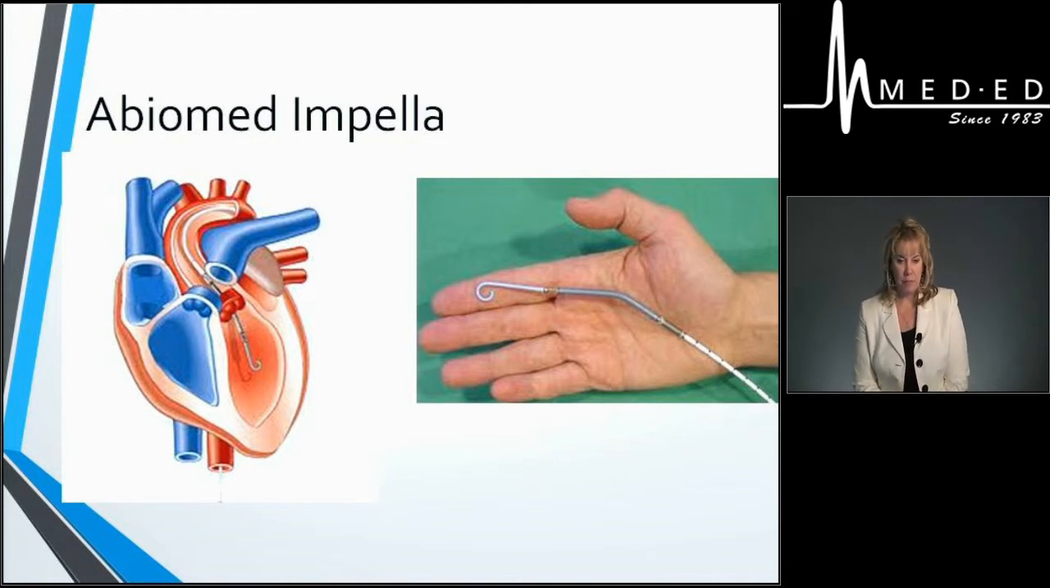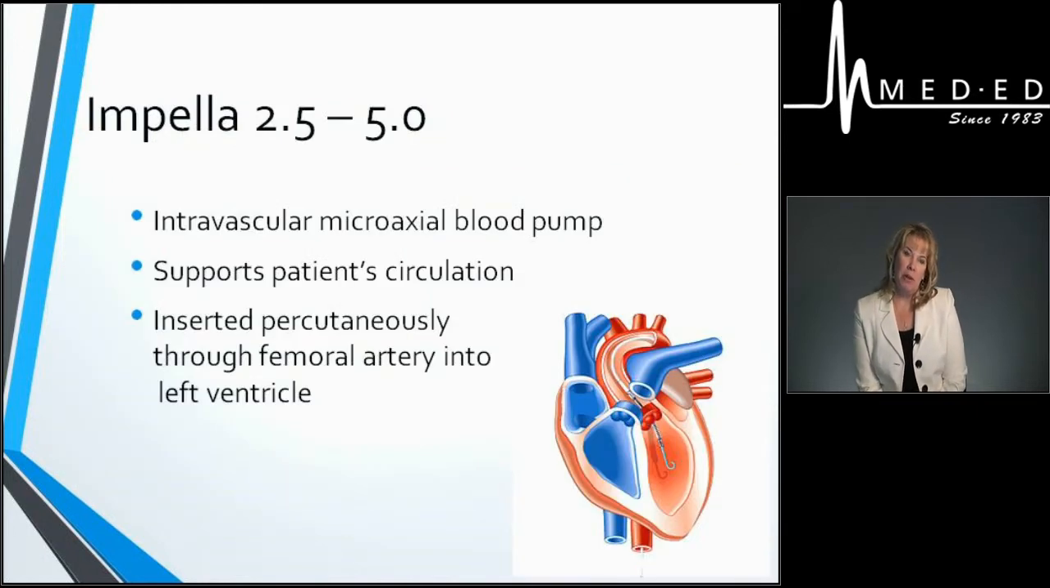Depending on the size of the device will determine how much cardiac support that you receive from that. So anywhere from 2.5 to 5.0 in varying sizes. So the smallest one can generate up to 2.5 liters of flow. The largest one, obviously, up to 5 liters of flow. Again, designed to be a short-term support device.